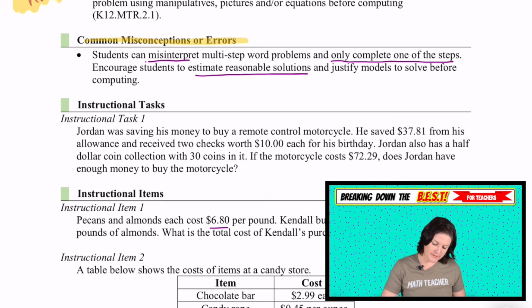Here for common misconceptions or errors, it says that students can misinterpret multi-step problems and only complete one of the steps. That's true. They might get lost in the problem. That's why that multiple read strategy is super important, because reading it more than one time, and even after you think that you've solved the problem, going back to read it to catch yourself to make sure you complete all the steps. And of course, estimation is huge.